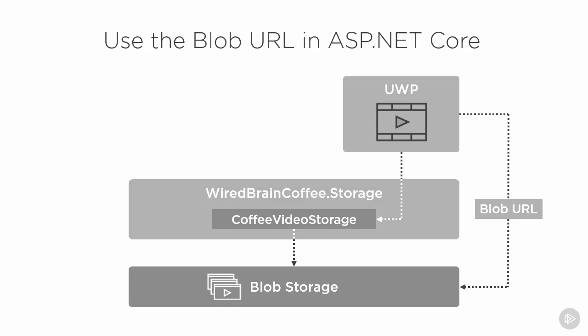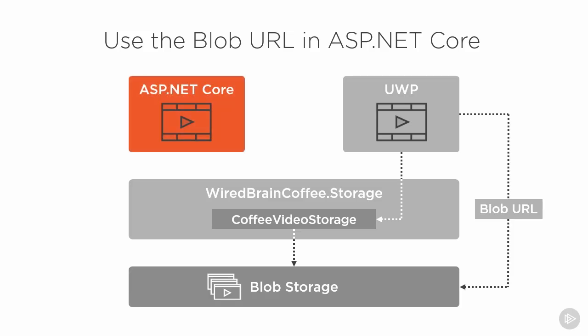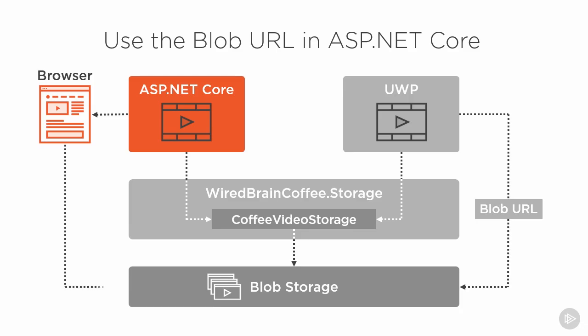In the meantime, the Wired Brain Coffee developers have built the ASP.NET Core web application. This web application is for the public users to view the videos. It uses the Coffee Video Storage class to list the videos in blob storage. As you might know, ASP.NET Core is a server-side technology. In our case, it creates an HTML document on the server that is sent to the user's browser. The HTML document contains HTML video elements, and such a video element uses the blob URL to access a blob, so that the user can play the stored video.